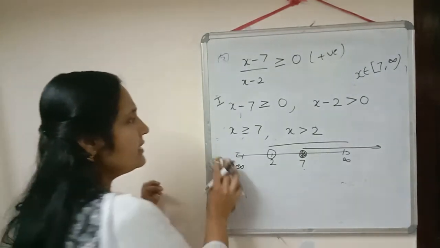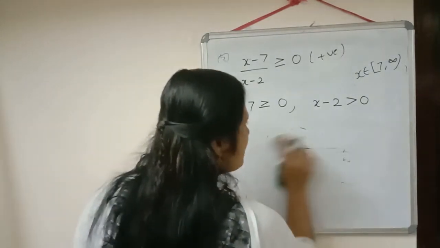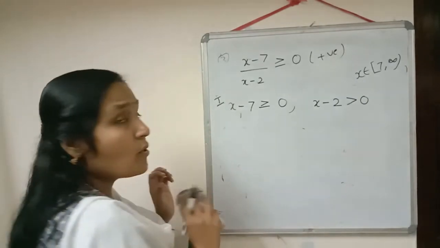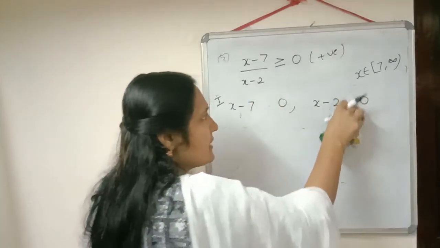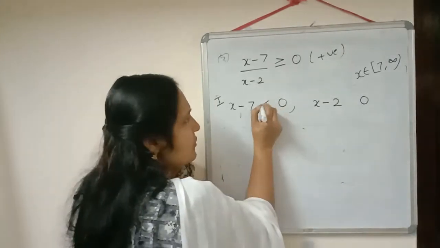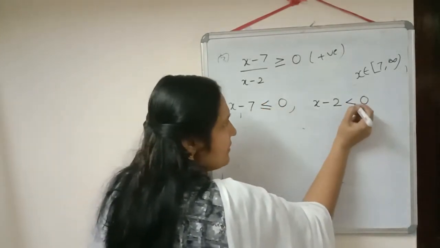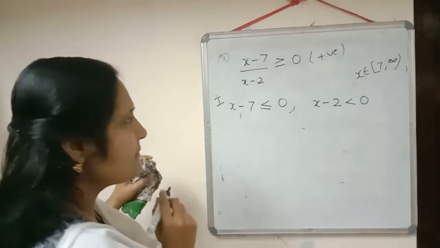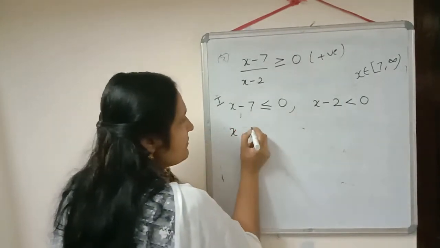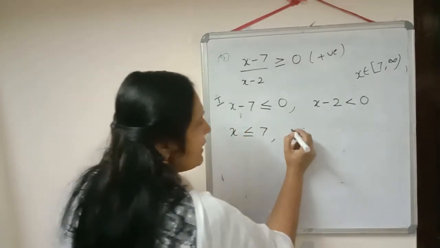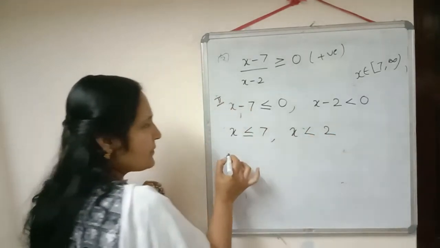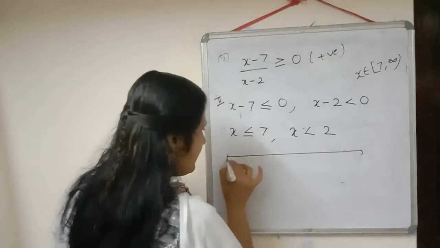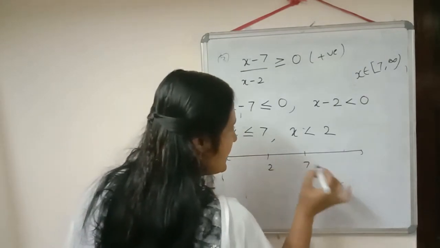Now we will take the second case. In the second case, what will happen there? Yes, both can be smaller than 0. And since it can be equal to 0, only the numerator can be less than or equal to 0 there. So in this case, what will come? x less than or equal to 7, x less than 2. Second case here. Again, draw the number line there. We have the points 2 and 7.